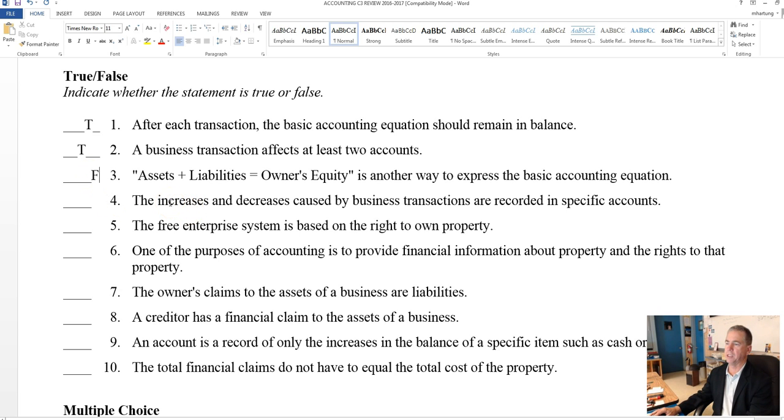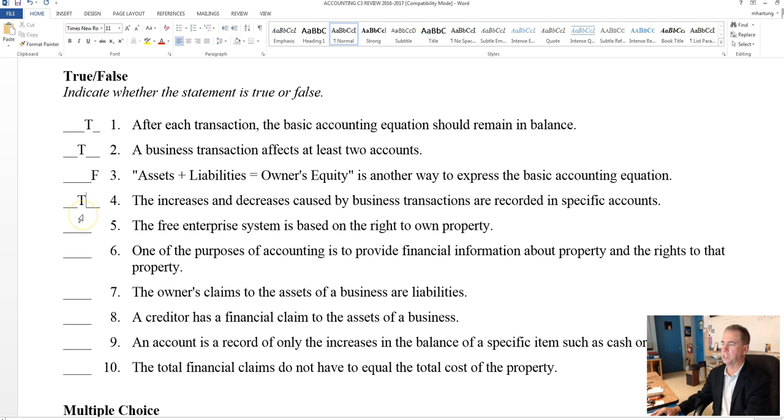The increases and decreases caused by business transactions are recorded in specific accounts. Yes, they are. That is true. Those accounts being things like cash. We talked about delivery equipment, accounts payable, accounts receivable. These are all accounts where we record those particular types of transactions.